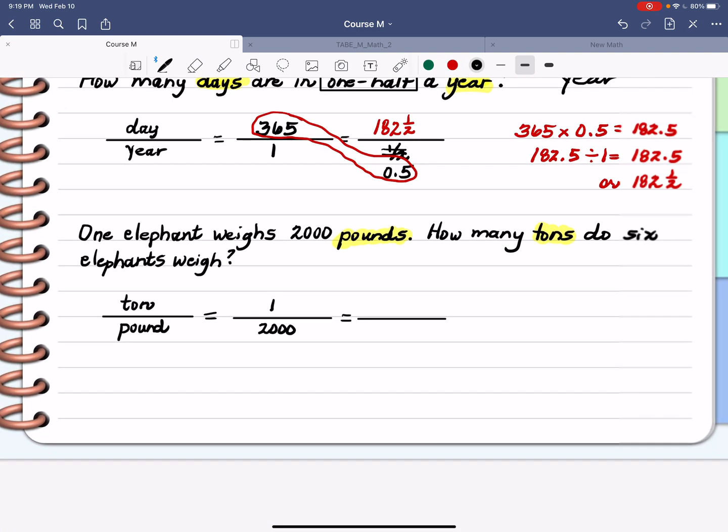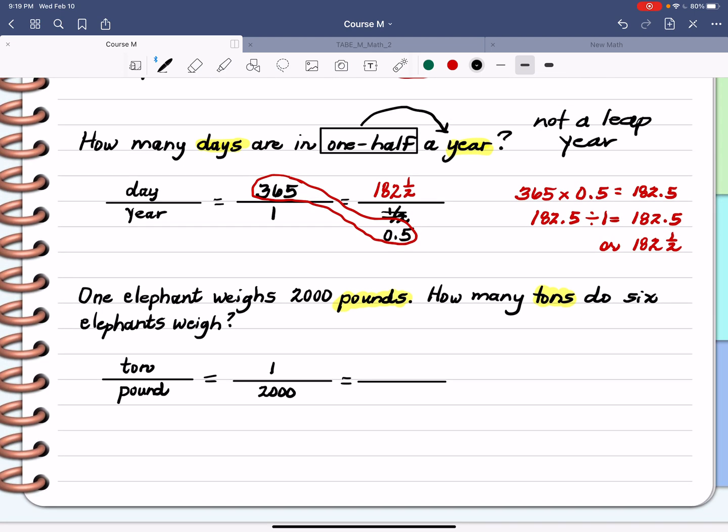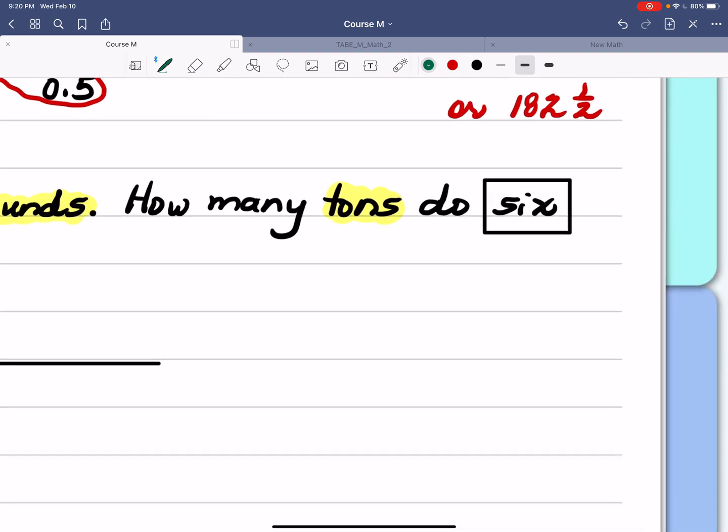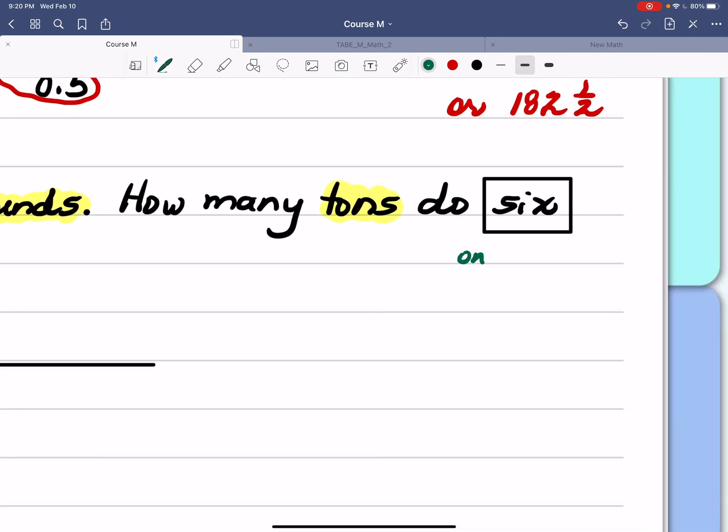Now, be very, very careful here. And I want to show you this. You go to mark that other number. No problem. But then you look at the next word to see what that number goes with. And it's elephants. Now, elephants is not here. We've got tons and we've got pounds. So we're going to have to do a little bit of thinking here. If one elephant is 2,000 pounds, I have to abbreviate.